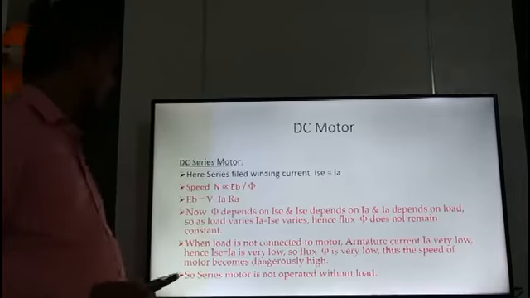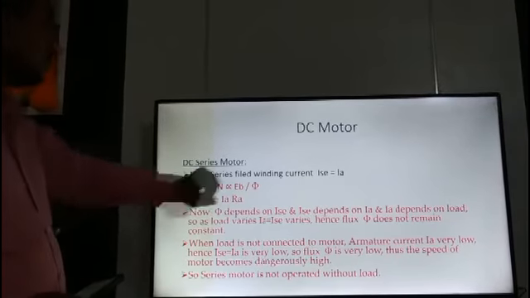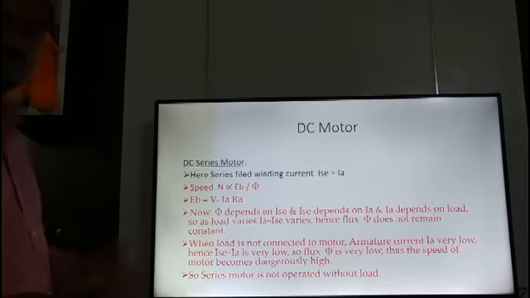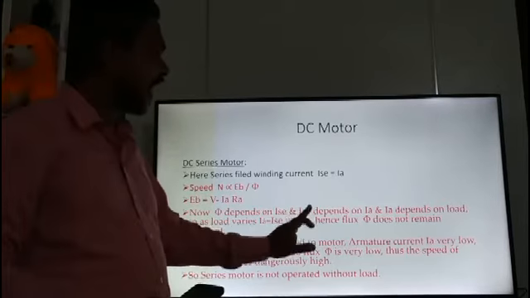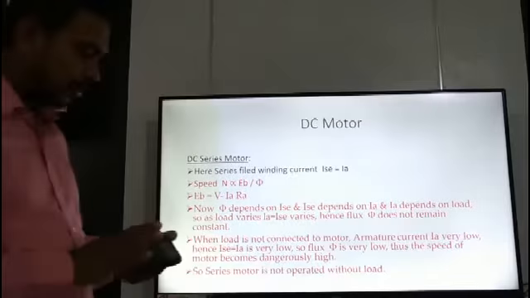ISC is equal to IA. Now speed N is proportional to EB over phi, with EB equal to V minus IA RA. Now phi depends on ISC and ISC depends on IA. How?